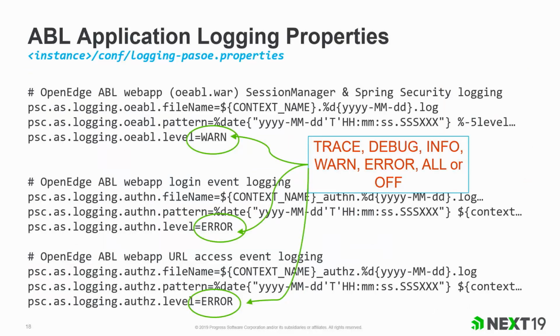Okay, so what do these look like? No surprise. Again, we unified on logback, so the configuration looks a lot the same. We've got the same thing. We've got a file name, a template for the file name. We've got a pattern, which again is a template for how the log messages are going to look, and then that logging level. Again, this one is logging-pasoe.properties. So that's the ABL application level.